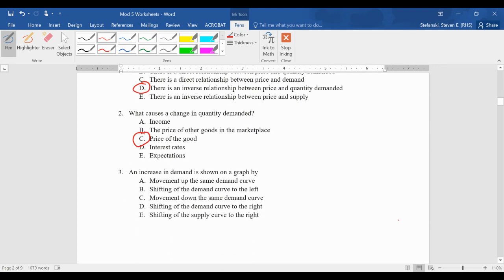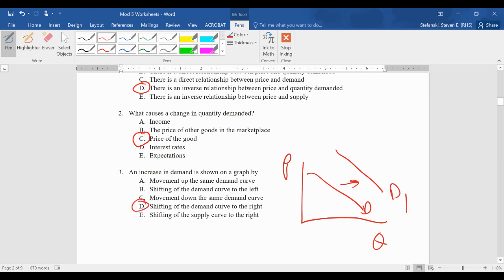Then 3 says, an increase in demand is shown on a graph by how. So we have a demand curve here. Again, this is quantity and this is price. An increase in demand would be this, right? So that answer would be D, a shift of the demand curve to the right.